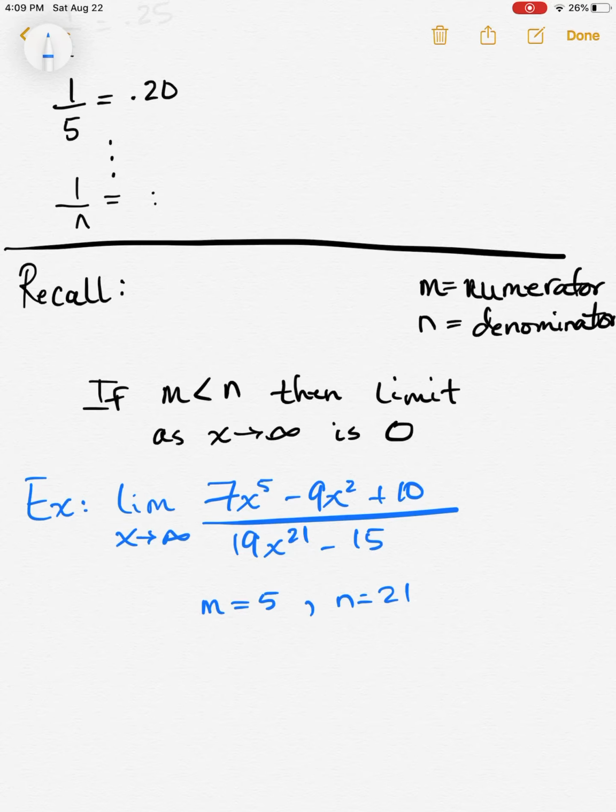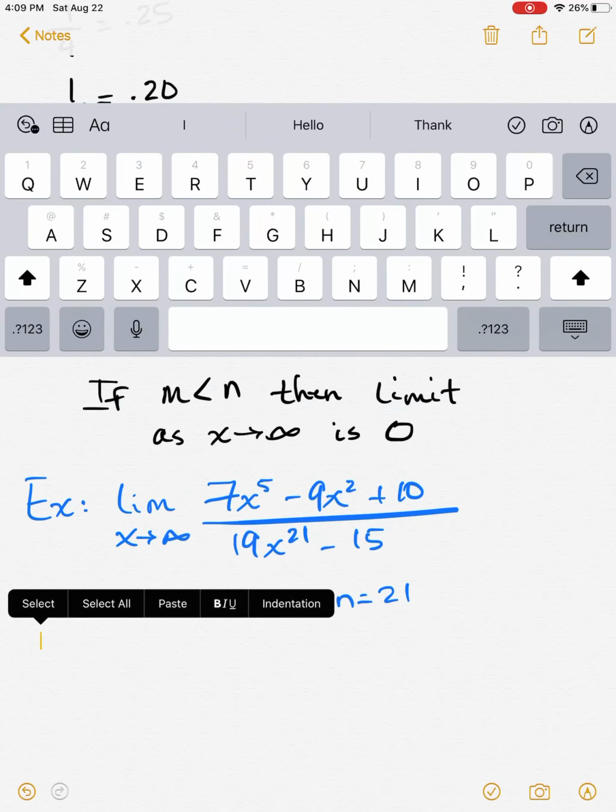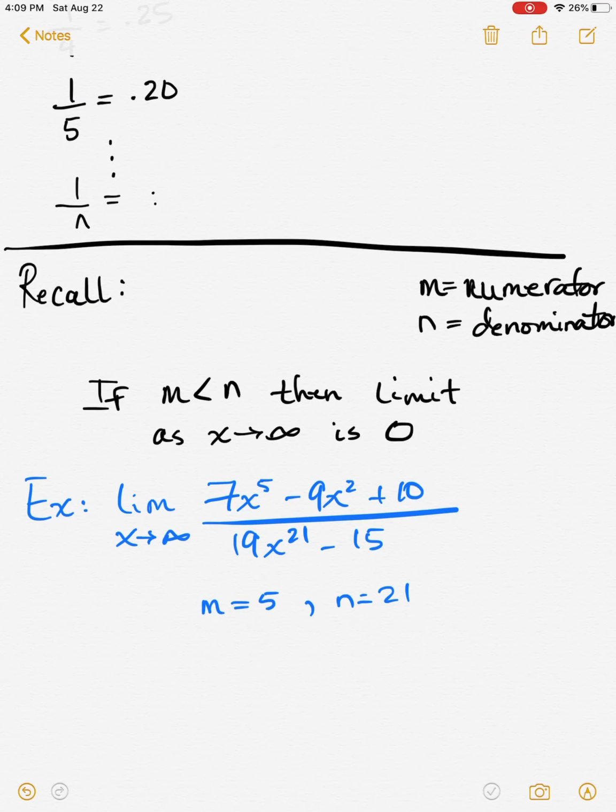So m is less than n. Therefore, the solution, baby, I just saved you a world of pain. Your solution is 0.